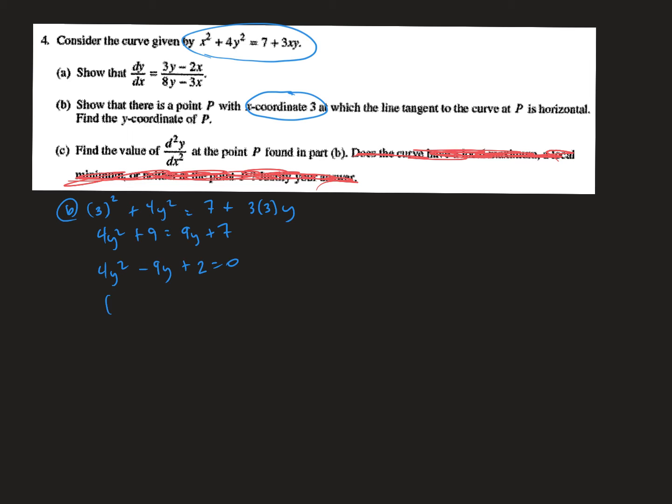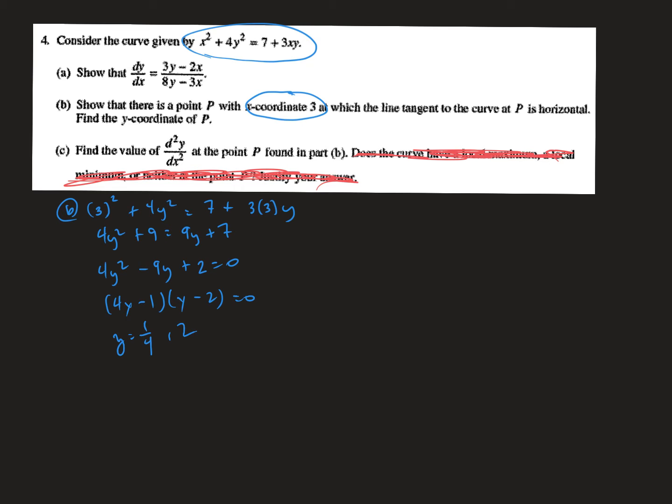Now this happens to factor. I want two numbers that multiply to give me 8, add to give me negative 9. Those numbers would be negative 1 and negative 8. So I want a negative 2 here, and I want a negative 1 there. So my y values are going to be 1/4 and 2. So I want to show that there's a coordinate with x = 3 where the curve is horizontal. So one of these, if not both, will give me a 0 slope.